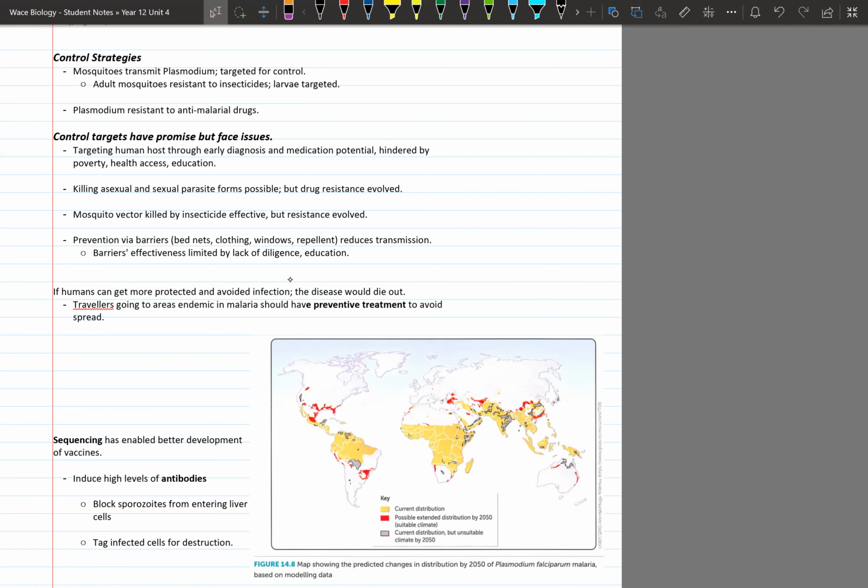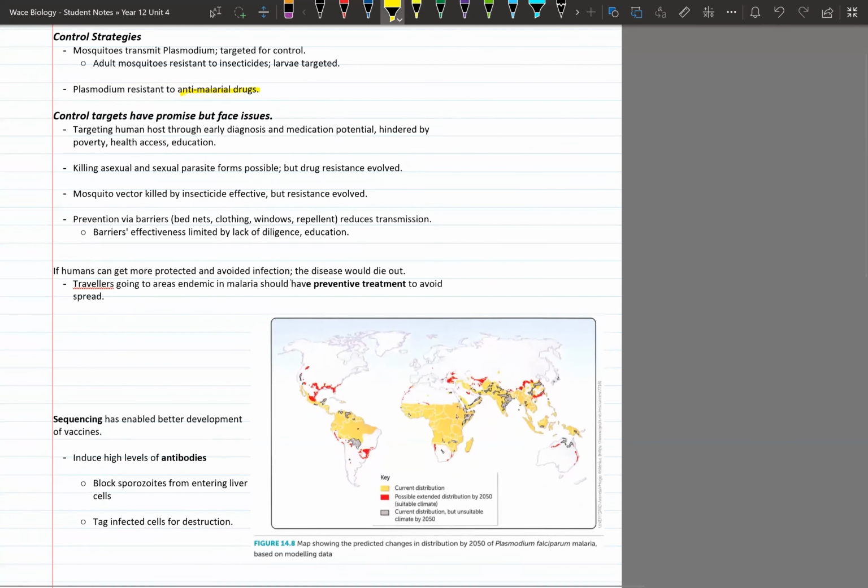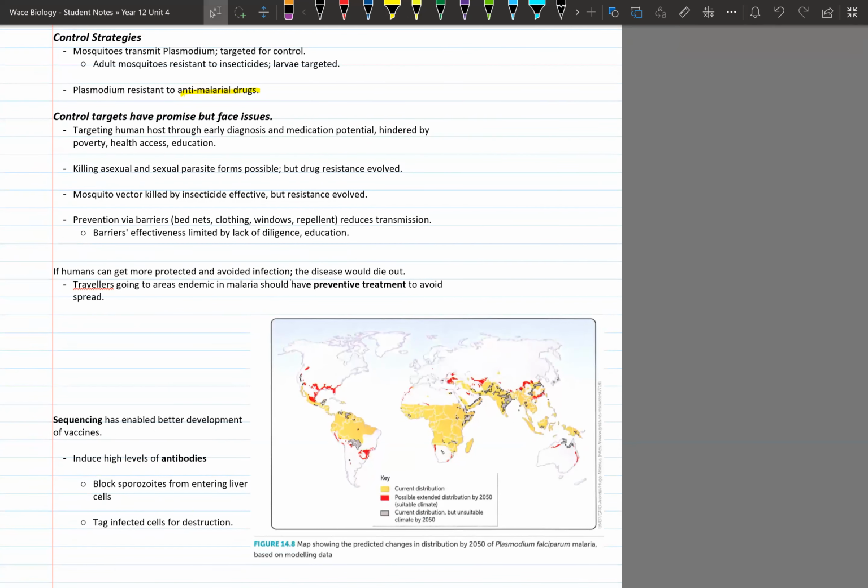Aside from that, like the chloroquine that I mentioned before, that could actually prevent the plasmodium from developing. These are referred to as anti-malarial drugs, okay? So one way or another, you can try to stop the development of mosquitoes or the plasmodium, or the actual pathogen.